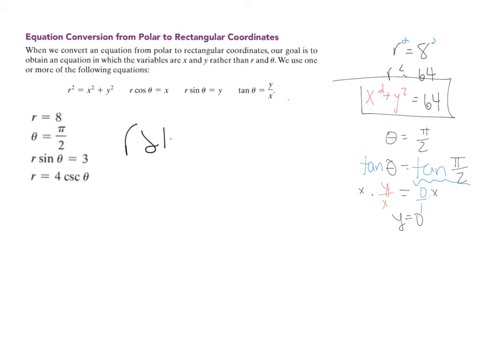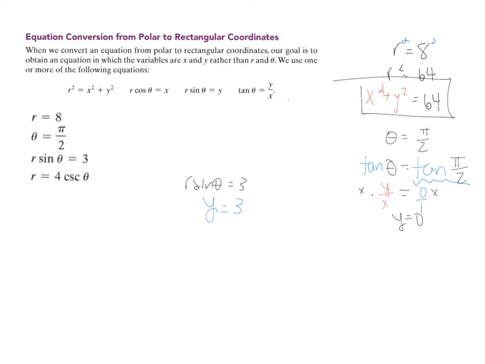r sine theta equals 3. Ready? Are you ready for this? Look at that. r sine theta equals 3. Oh my goodness. y equals 3. I know. I'm sorry. Okay, so that one was very, very straightforward. Let's shrink that one.